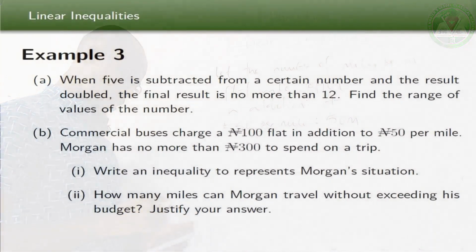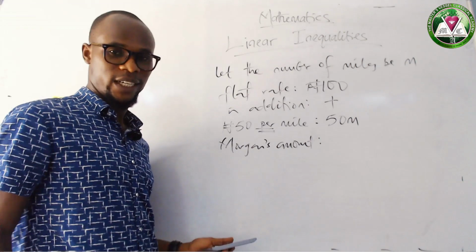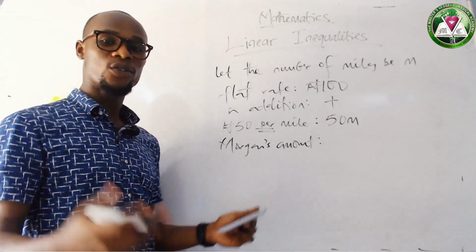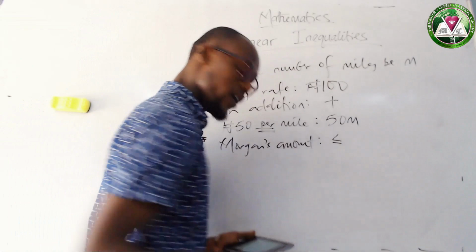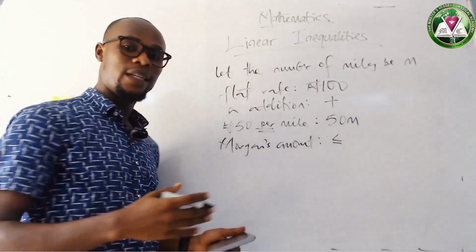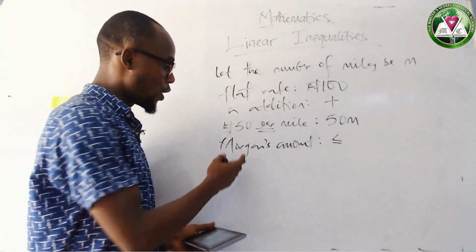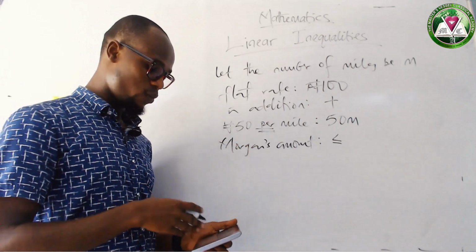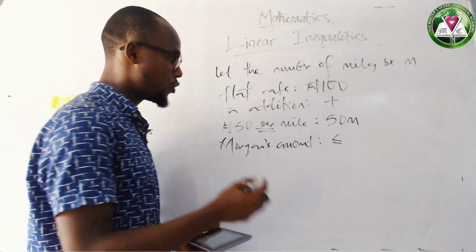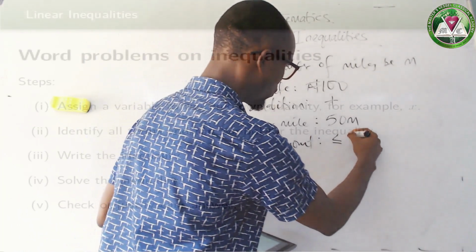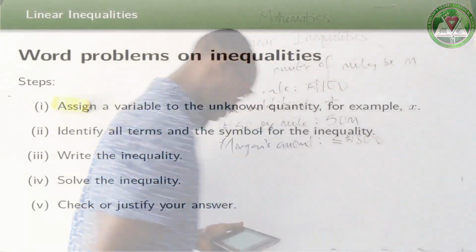And we have that Morgan has no more than 300 naira to spend. That means he can't exceed 300 naira. Now, no more than 300 also denotes less than or equal to. So Morgan can't spend above 300 naira. So when the statement says Morgan has no more than 300 naira to spend on the trip, it denotes less than or equal to 300 naira.